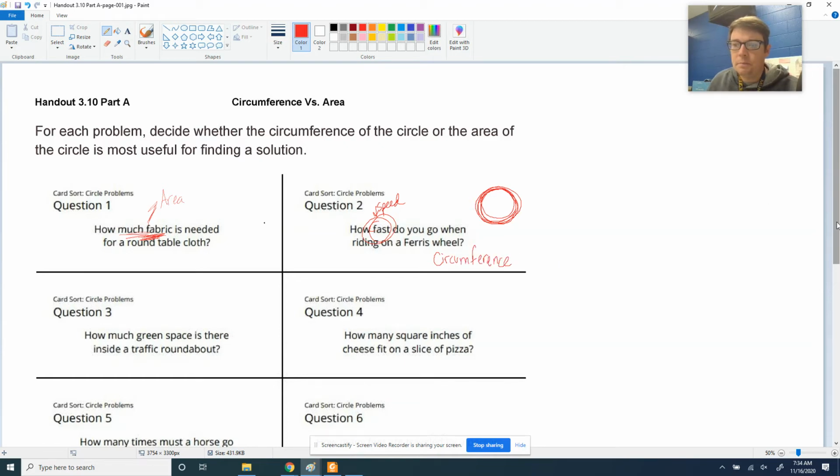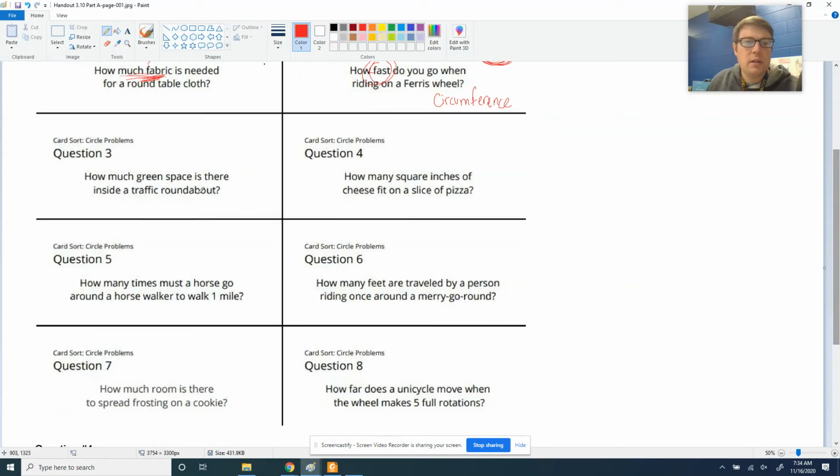All right, going on to question number 3. How much green space is there inside a traffic roundabout? So keyword there being space. Anytime they're asking for space inside of a shape, whether it's a circle or whatever, it's going to be an area problem. Question 4, how many square inches of cheese fit on a slice of pizza? Anytime you see the word square followed by a unit like this, square inches, square centimeters, square miles, that's a dead giveaway. It's an area problem because of that keyword there.